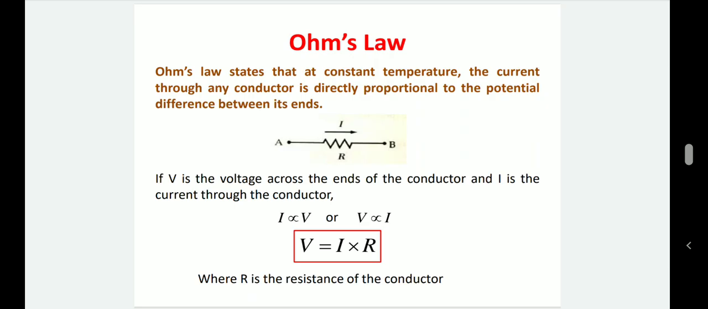Okay, so we can write I proportional to V or V proportional to I, and we are replacing the proportionality by a proportionality constant R, and this R is called resistance. So V equals I into R, or V equals IR. So from Ohm's law we get voltage is equal to current into resistance. Voltage is the product of current and resistance.